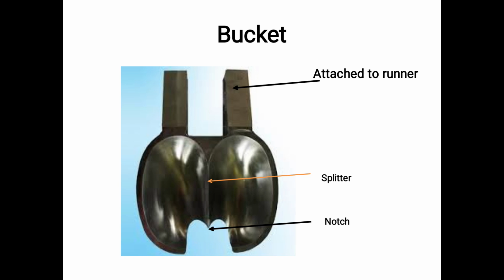This image clearly shows a single bucket of the Pelton wheel turbine. You can clearly see at the bottom there is a notch, then there are two halves of the bucket, and there is a splitter in between the two halves. When the jet strikes, it will strike exactly at the center of the splitter, and the jet will get split into two. Then at this end there will be holes and an arrangement for attaching the bucket to the runner, sorry, to the wheel.